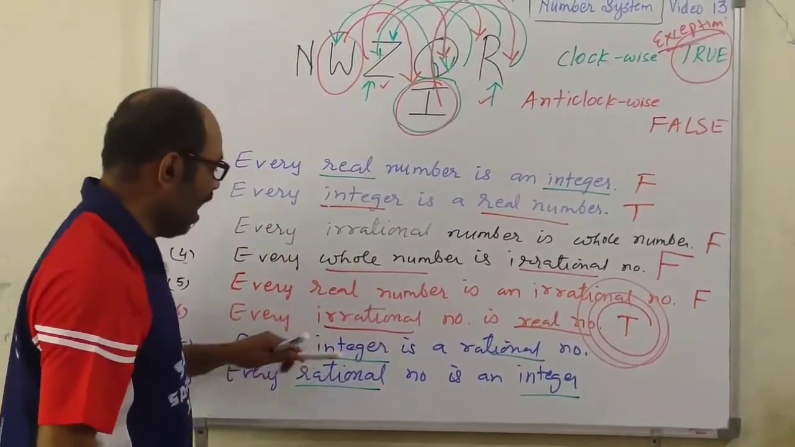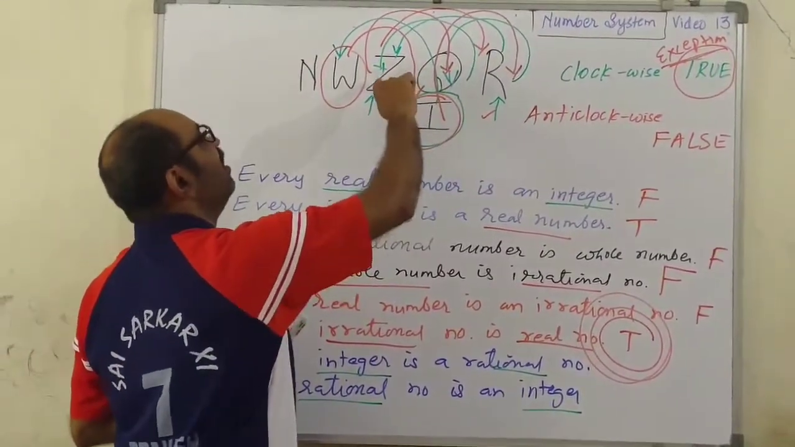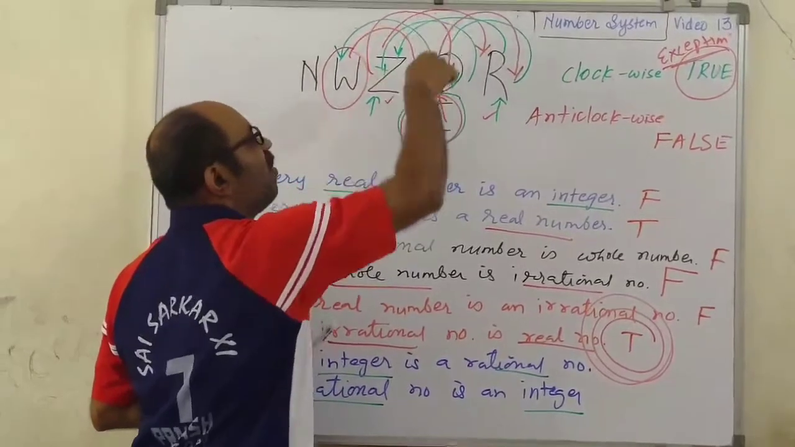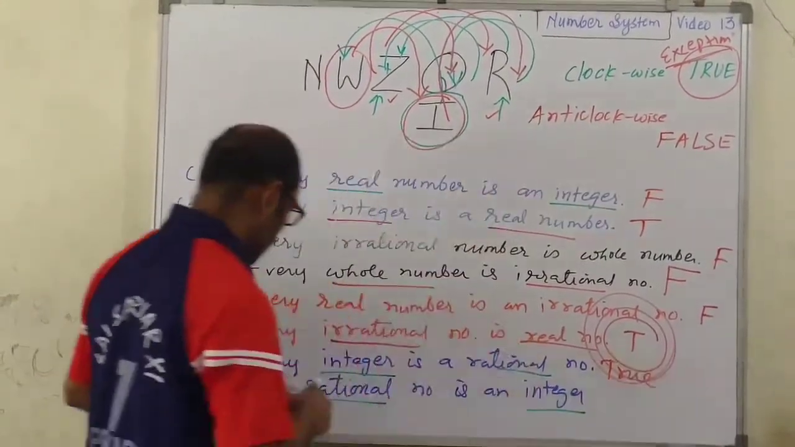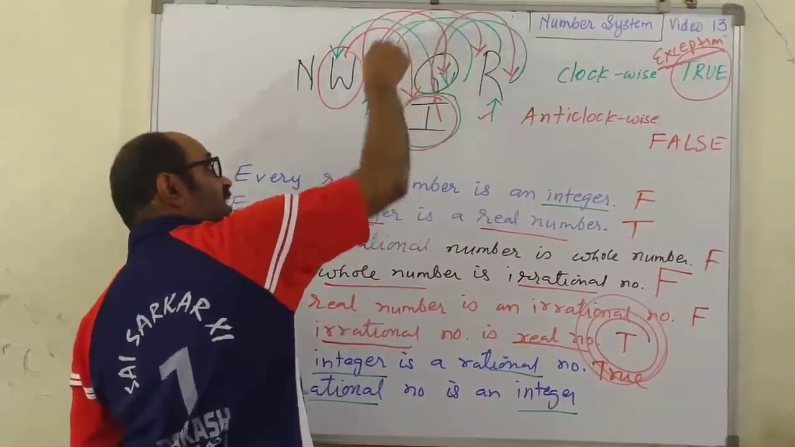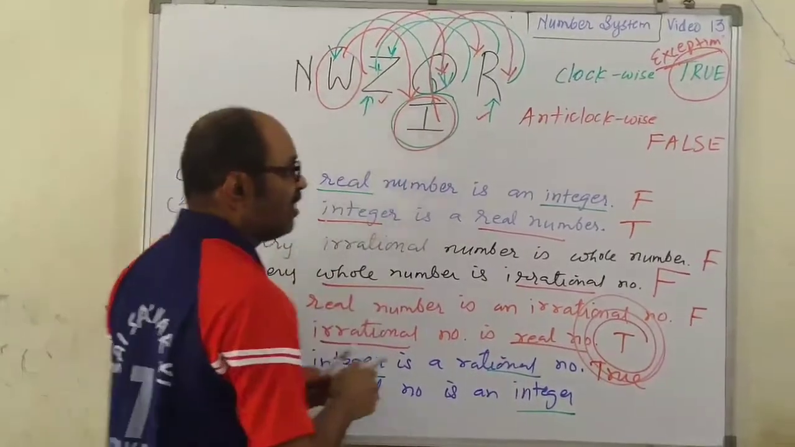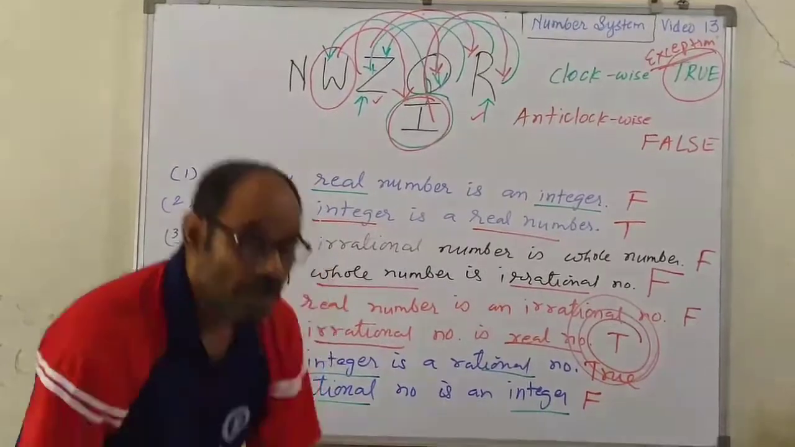Okay? Next. Every integer is rational. Integer is here, rational is here. Integer to rational, clockwise. Clockwise is true, so this statement is true. Every rational is an integer. This is anti-clockwise. Anti-clockwise statement is false, so that is F.